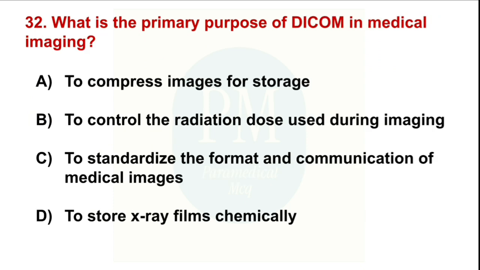What is the primary purpose of DICOM in medical imaging? Option A, to compress images for storage. Option B, to control the radiation dose used during imaging. Option C, to standardize the format and communication of medical images. Option D, to store X-ray film chemically. The correct option is option C, to standardize the format and communication of medical images.